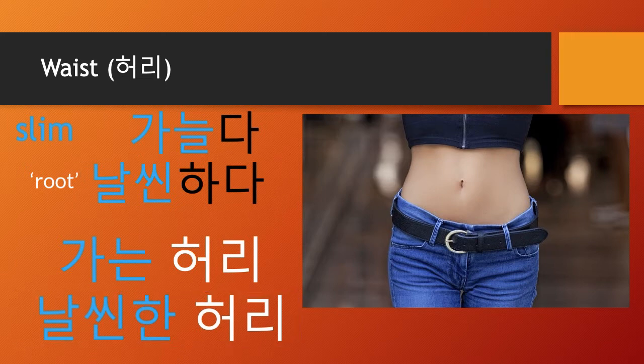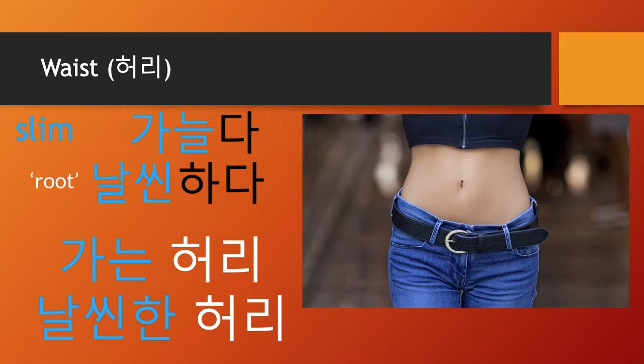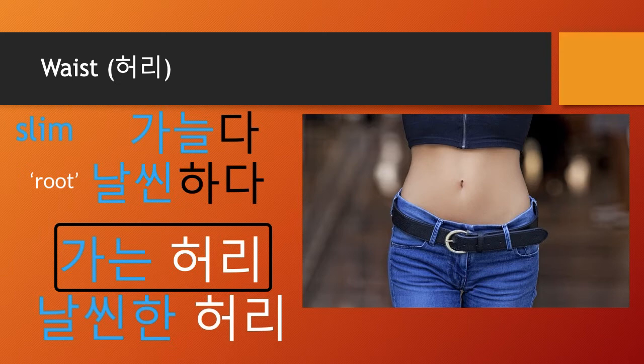Another term for saying slim is 가늘다. 가늘다 is typically used for anything long and thin, such as chopsticks, needles, hair, or pipe. It can also be used for describing the human body, such as waist. So you can say 가는 허리 for slim waist or thin waist as well.